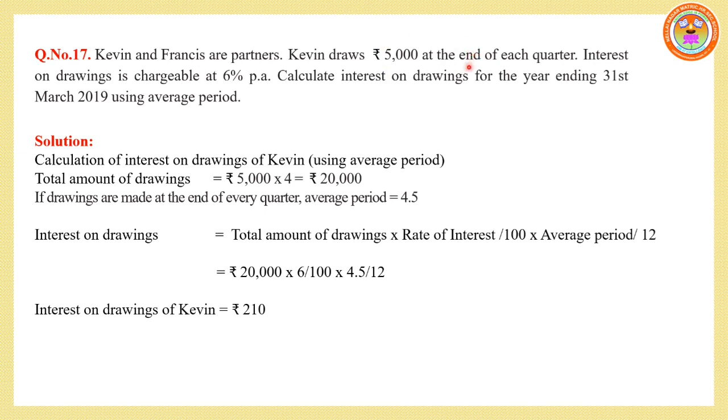So just recall the formula. End of each quarter means amount into 4 into R by 100 into average period 4.5 by 12. Clear? So write the formula, amount into 4. That means withdrawal amount into 4 can be written as total amount of drawings into R by 100 into 4.5 by 12. So simplify this way. We got interest on drawings of Kevin is rupees 210.